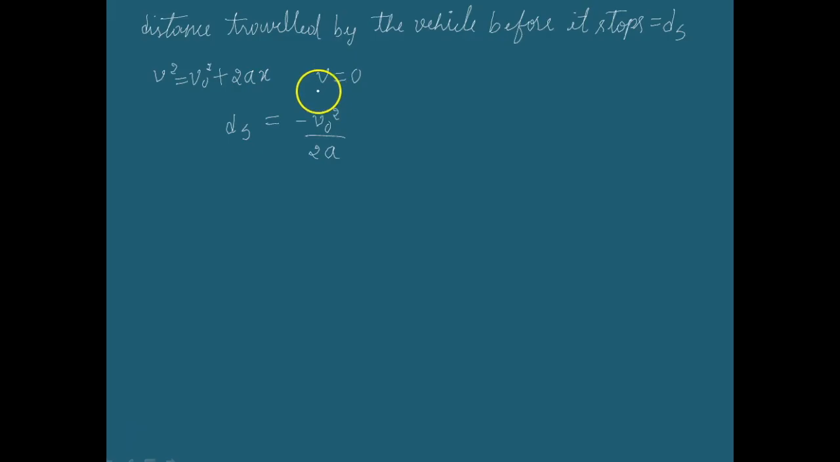Okay. Thus, the stopping distance is proportional to the square of the initial velocity. Doubling the initial velocity increases the stopping distance by a factor of 4, isn't it? If we double the initial velocity, then the squaring term is there, isn't it? So it increases the stopping distance by a factor of 4.